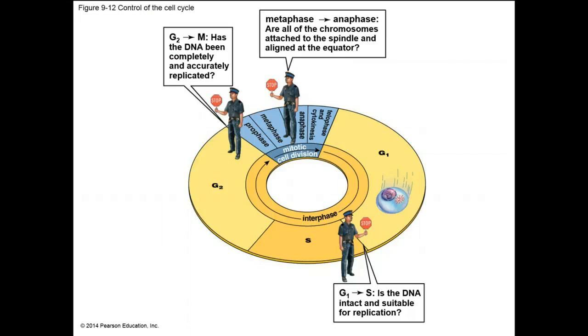The checkpoints ensure that cell division occurs as it should. When cell division doesn't occur as it should, cancer can result.